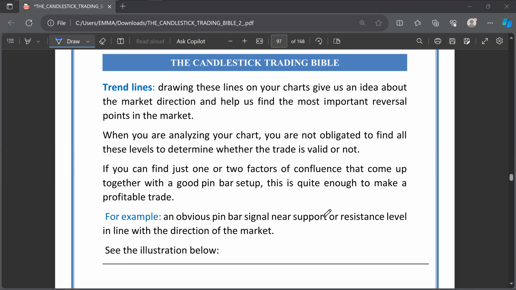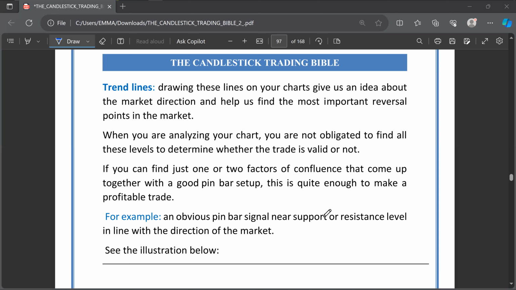When you are analyzing your charts, you are not obligated to find all these levels to determine whether the trade is valid or not. You just have to look at some few factors. You narrow things down, find your niche. If you can find just one or two factors of confluence that come up together with a good pin bar setup, this is quite enough to make a profitable trade.